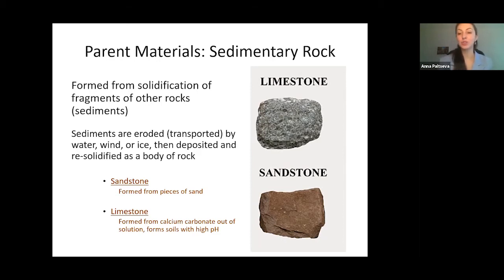Limestone is calcium carbonate. It forms from shells precipitated at the bottom of the ocean. And calcium, again, it's a nutrient. We need it and plants need it too. And also it gives high pH to the soil.